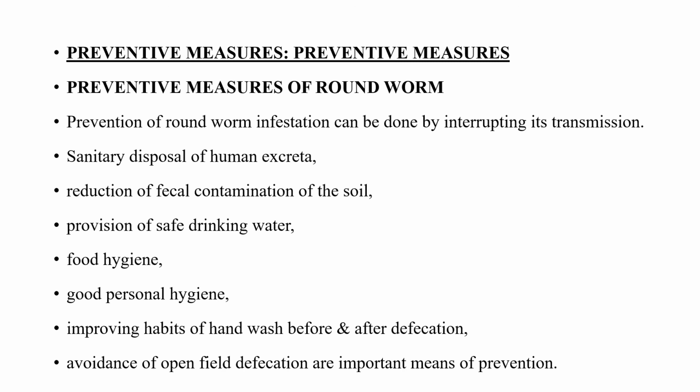Now we are going to discuss the preventive measures that we can take to prevent worm infestation. For the roundworm, the first thing that we can do is disposal of the human excreta in the proper place. Next is reduction of fecal contamination of the soil, by throwing the human excreta in the proper place, or asking the child or any person to pass the human excreta in a proper place. And next is provision of safe drinking water.